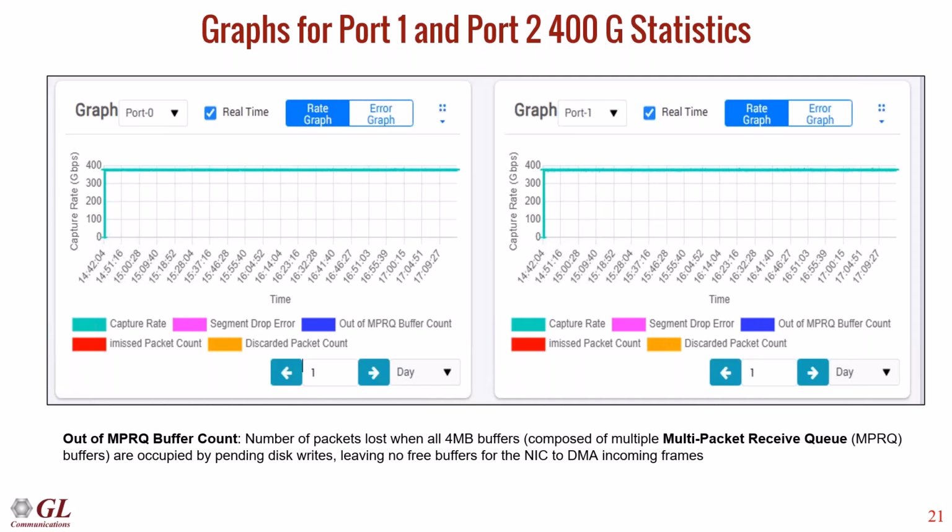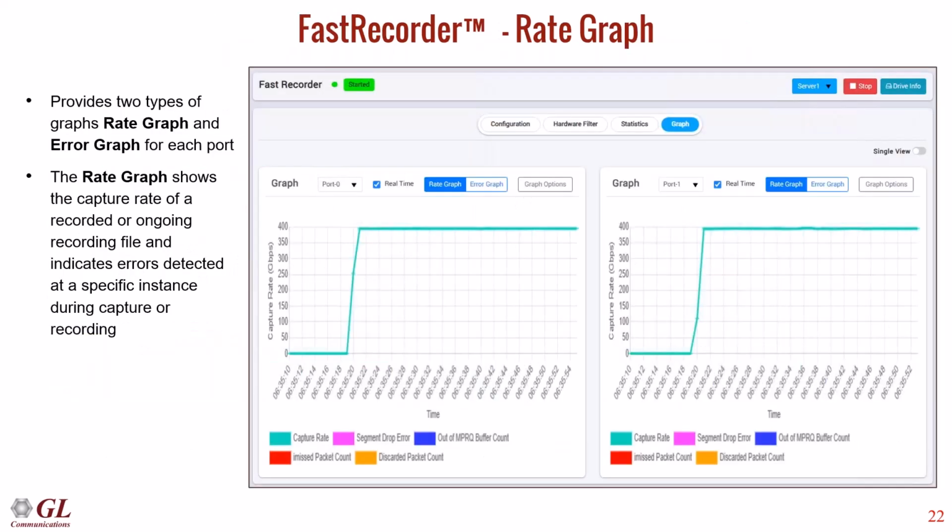If there's any drops or errors, that will show up in the graph. In this case, we're not showing anything here because it's a clean capture. So there's a rate graph that shows you the throughput, and then an error graph that would show you if there were any missed packets, dropped packets for whatever reason. It will show you when those drops occurred. This graph is showing a timeline. You can go back hours, days, and see when any missed packets occurred. Again, this is showing the rate graph here that shows the 400 gigabits capture.